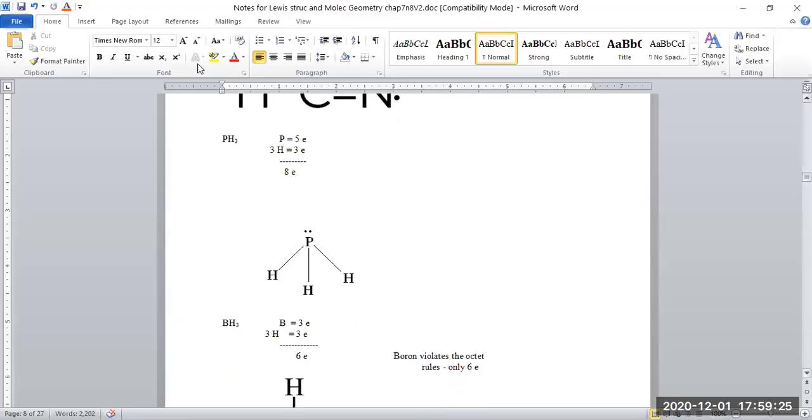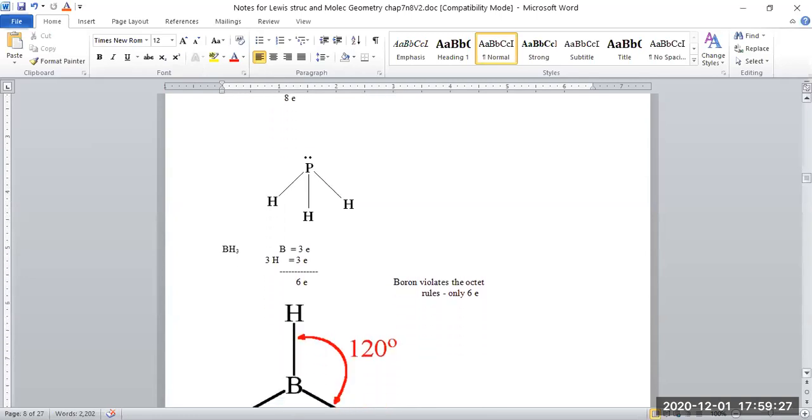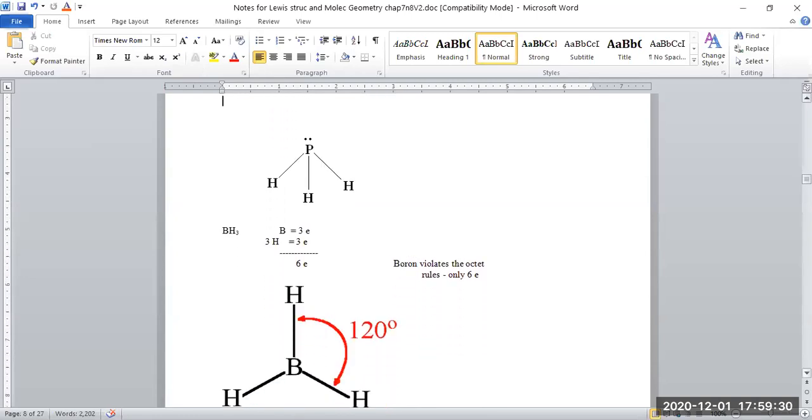All right, now we get to a rule breaker. So boron is a rule breaker. Boron wants less than 8, in part because it's small. Think about where boron is on the periodic table. It's up near the top, at the top of a row. It only has 6 electrons total, 3 of which are valence electrons.